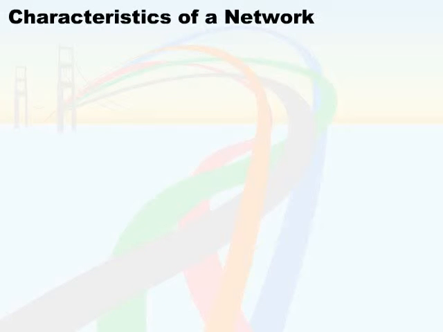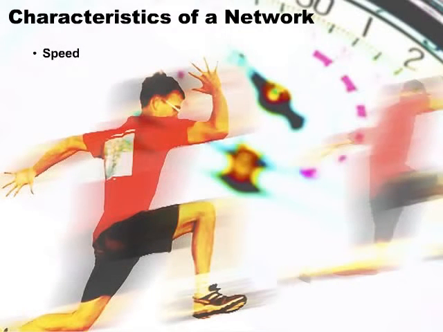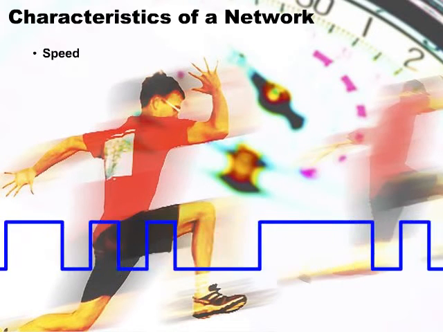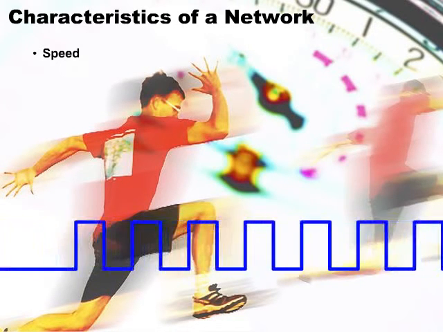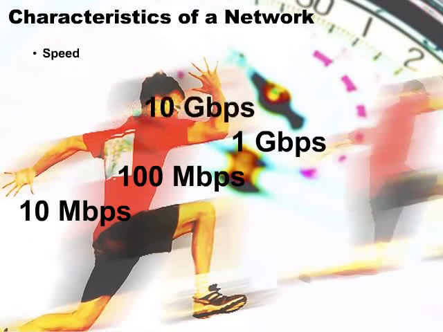Speaking of speed and reliability, these are some of the most important characteristics of a network. What does it mean when we talk about speed? What is the speed of a network? Well, speed is actually a measurement of how fast the data itself can be transmitted. You need to determine the speed of the network. Is it 10 megabit, 100 megabit, gigabit, or 10 gigabit?